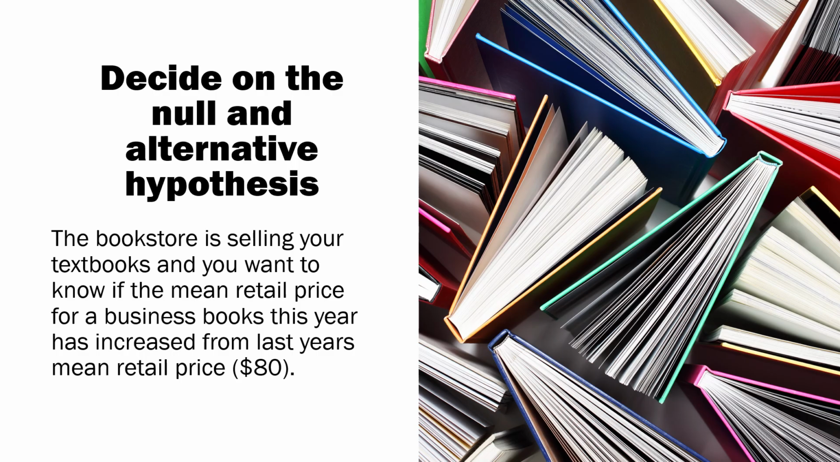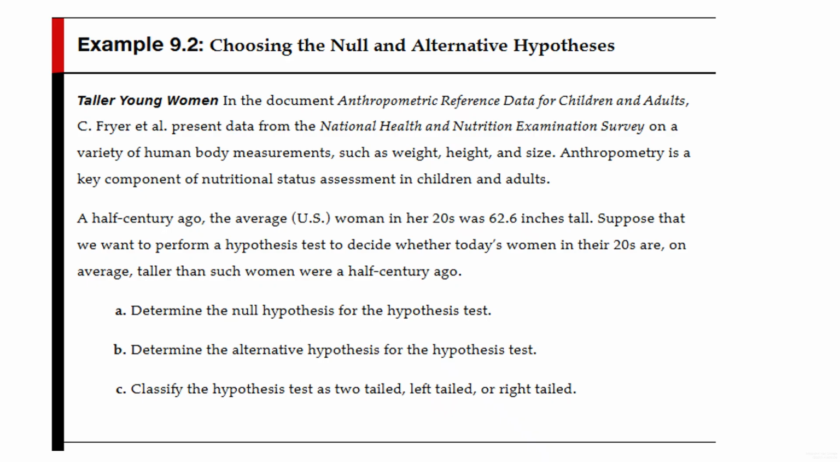So your null hypothesis, for this course, is always going to be no change. So the null hypothesis is that last year's book price is equal to this year's book price, whereas the alternative hypothesis is saying that the price is greater this year. So mu is greater than 80, and this is a right-tailed test because a greater than sign appears in the alternative hypothesis. Let's do some more examples of this.